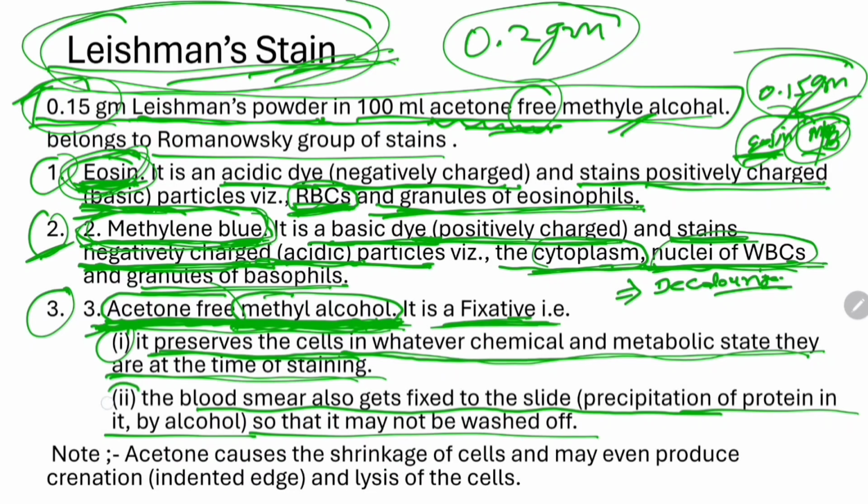So how will your blood film be fixed on the glass slide? By the methyl alcohol. Protein present in the cell membrane of RBC and WBC will be precipitated by the methyl alcohol and fixed on the glass slide. As for acetone, its effect is to cause shrinkage of the cell, and it may even produce crenation, indentation and lysis of the cell. So that's why we cannot use acetone.